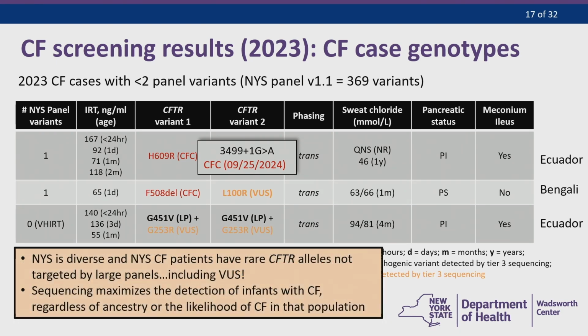And that's probably just because we haven't seen them enough. They're rare. So this confirms to us New York is diverse. New York State CF patients have rare CF alleles not targeted by large panels, including VUS. And sequencing maximizes the detection of babies with CF, regardless of their ancestry or the likelihood of CF in that population, or even the perceived likelihood of CF in that particular population.